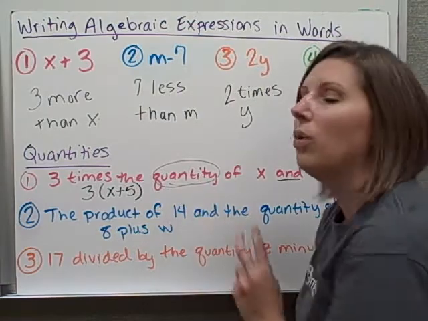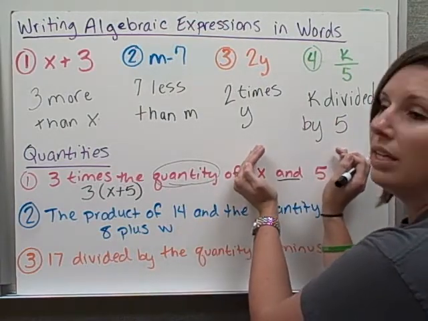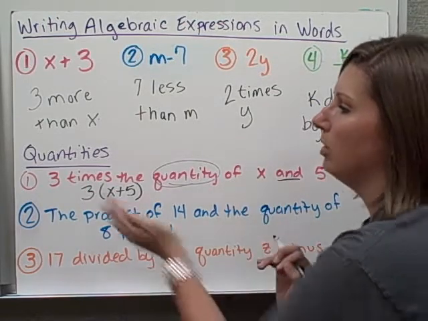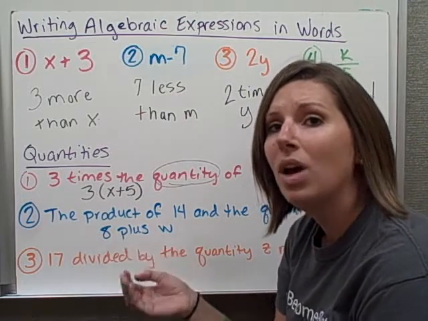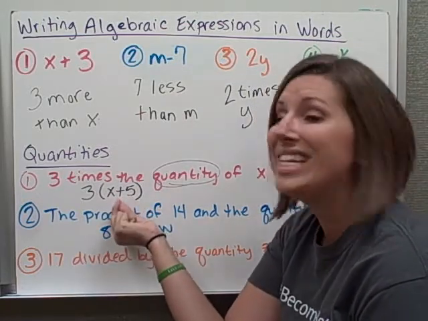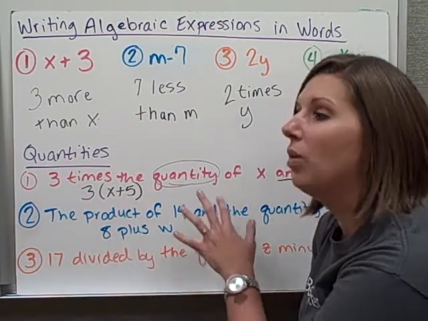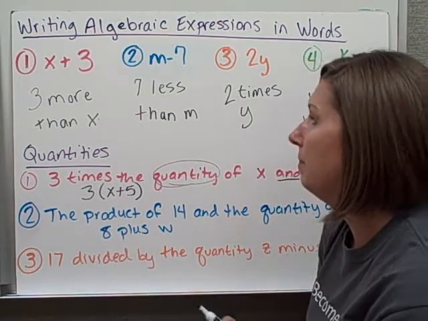So again, we've got this word quantity, and that's just symbolizing that we've got this put together, and we're going to complete this operation before we multiply. And if we used order of operations and if we knew what x was, we would simplify what's inside the parentheses first before we multiply. So we use the word quantity to help us organize our algebraic expression.